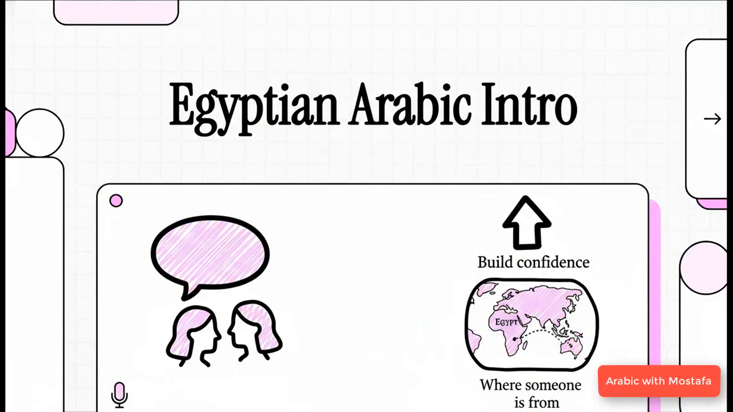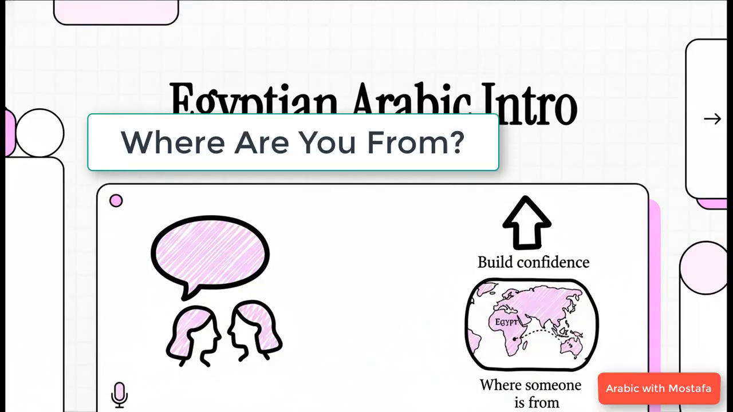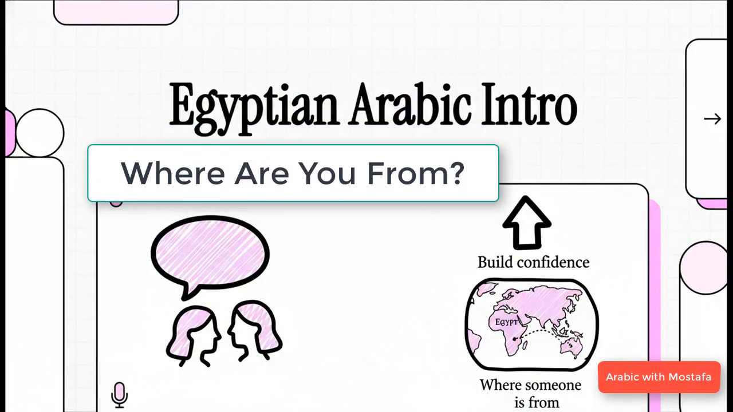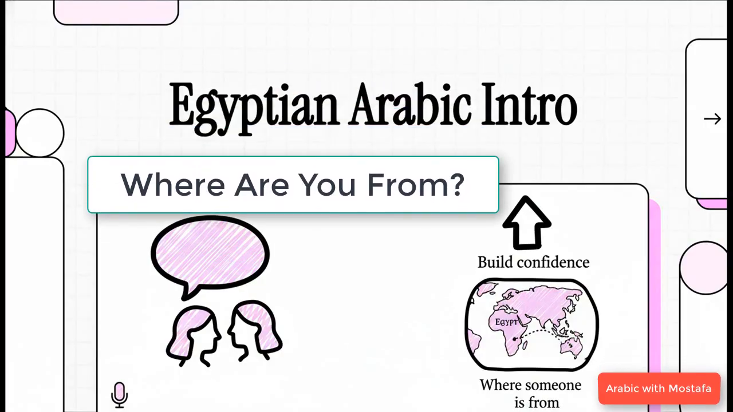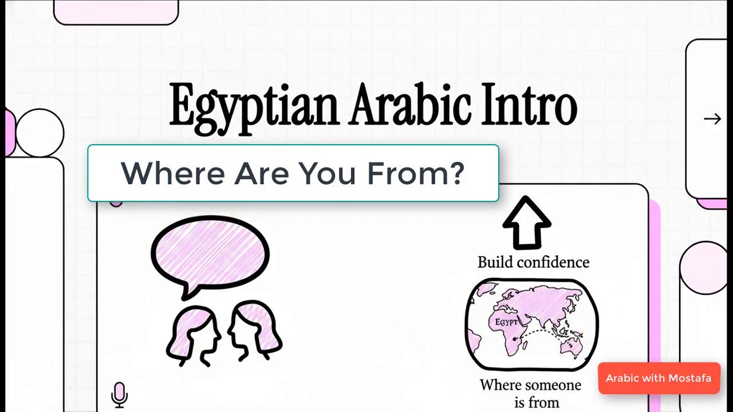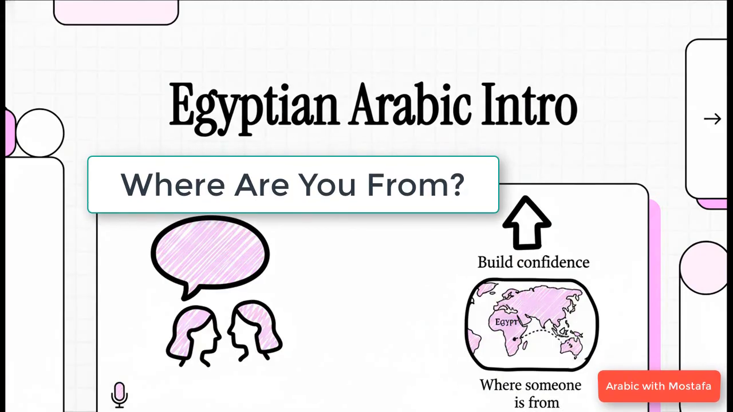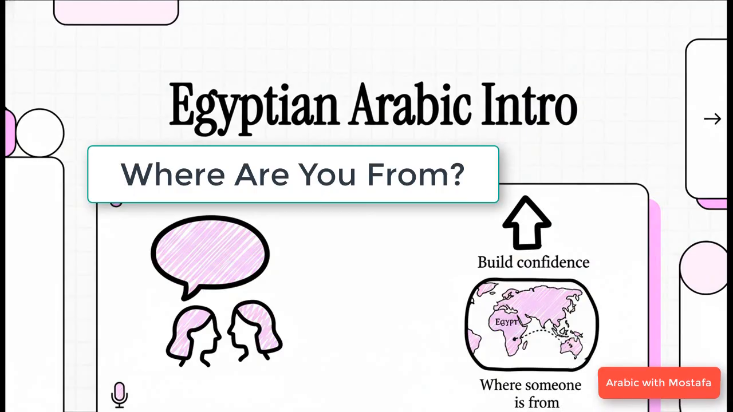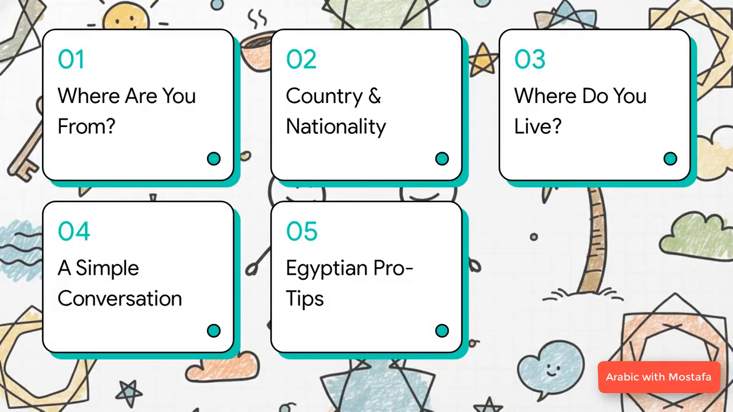So you're ready to have your first real conversation in Egyptian Arabic? Well, you've come to the right place. In the next few minutes, we're going to build your confidence from zero to, hey, I can actually do this. We'll cover all the basics you need to introduce yourself and ask that all-important first question, where are you from? Let's jump right in. Here's our game plan.